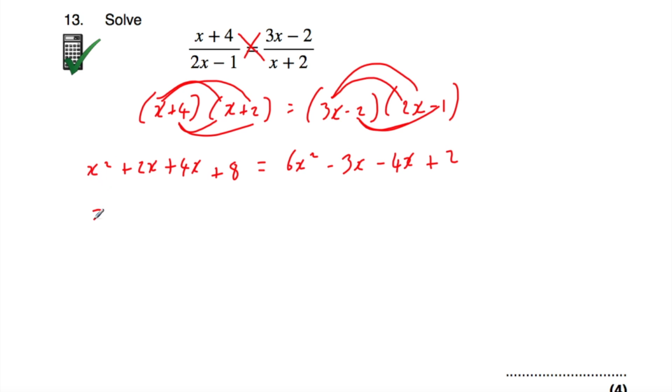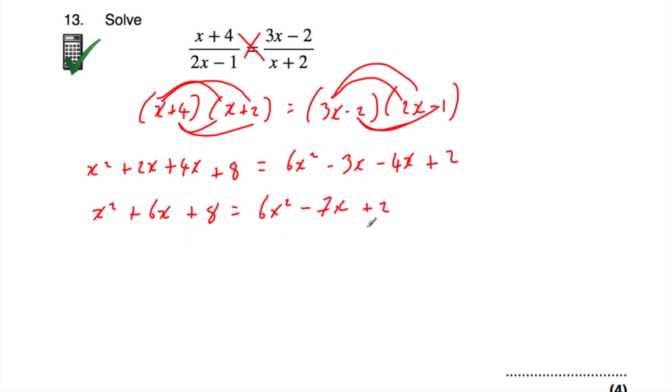The left-hand side, we've got x squared. These terms in the middle, they simplify. 2x plus 4x is 6x, so plus 6x. And then we've got our plus 8. And that will equal, if we have a look here, we've got our 6x squared. We've now got minus 3x minus 4x. If you've got minus 3 and you take away another 4, that'll be minus 7, so it's going to be minus 7x. And then we've got our plus 2 on the end. Okay, so we've now expanded our brackets and simplified.